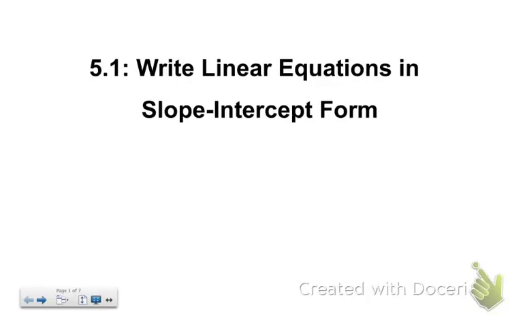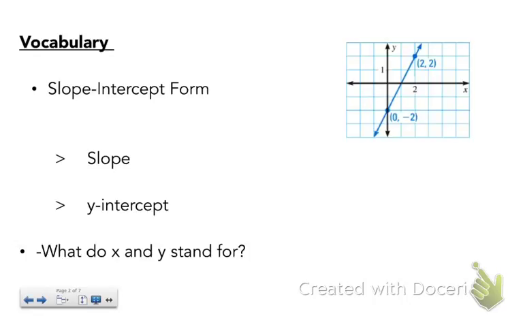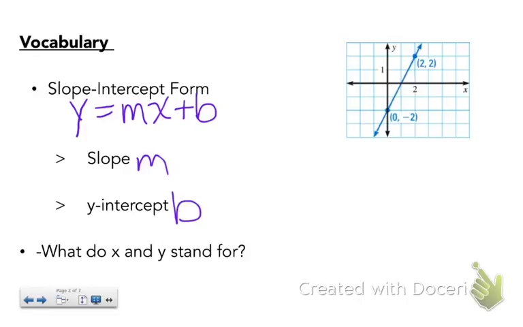This is Unit 4, all about writing linear equations, and specifically this comes from section 5.1 in our textbook. It's about writing linear equations in slope-intercept form. So slope-intercept form, remember, is any equation of the form y equals mx plus b. So as long as the y is by itself, m represents the slope, and b represents the y-intercept.